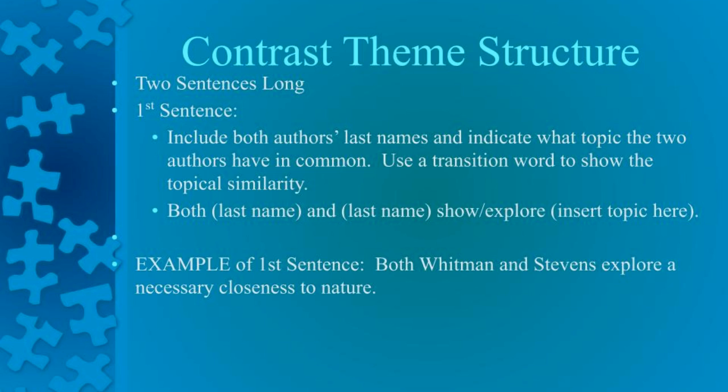So in the first sentence of your theme statement for a contrast essay, you need to include both authors' last names and indicate what topic the two authors have in common. And you want to use a transition word to show this is indeed a similar topic. So you see an example here where somebody is comparing the poetry of Whitman and Stevens, and they want people to know that both of those authors explore a necessary closeness to nature in their works.